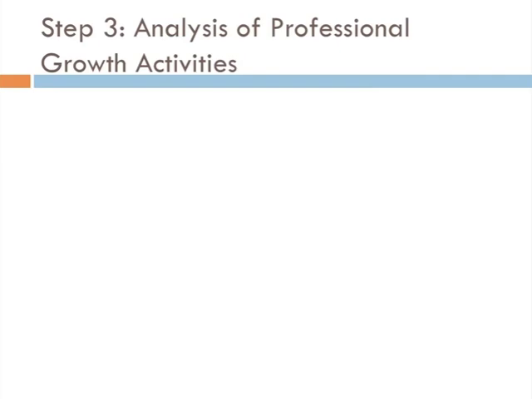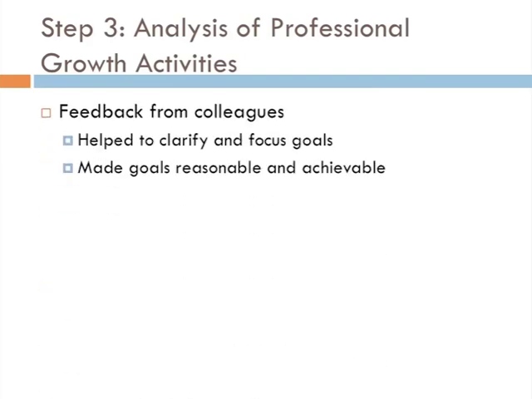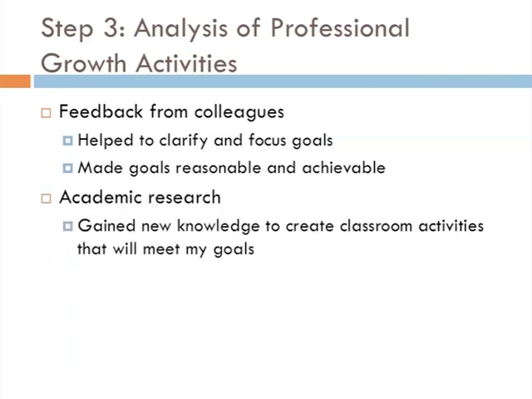So step 3 deals with analysis of completed professional growth activities. The feedback from the colleagues that I received was very good. It helped me to clarify and focus my goals, made sure that my goals were reasonable and achievable. I ultimately narrowed, I think, each of my goals. Certainly this particular goal started out with the entirety of a 5-paragraph essay and ended up just focusing on the thesis. The academic research, as I mentioned a second ago, gave me new knowledge to create classroom activities that will meet my goals.